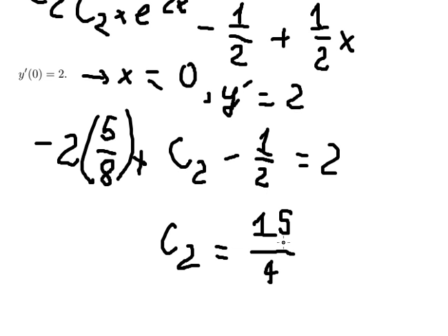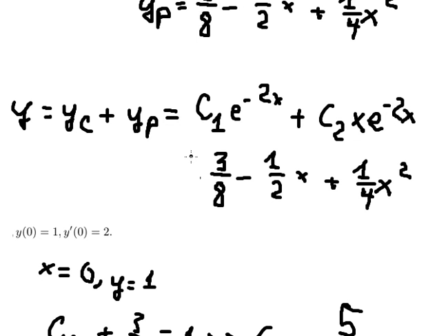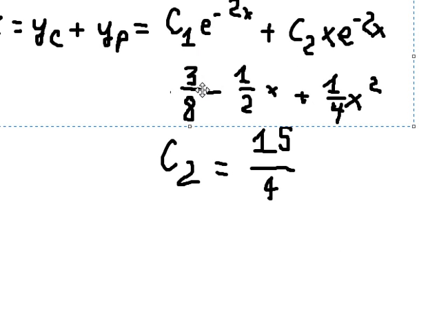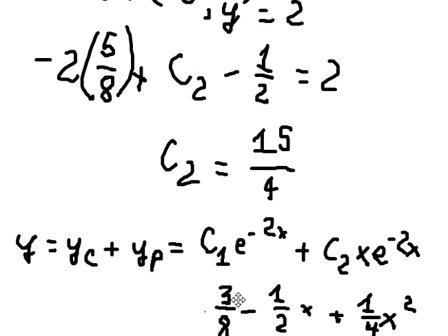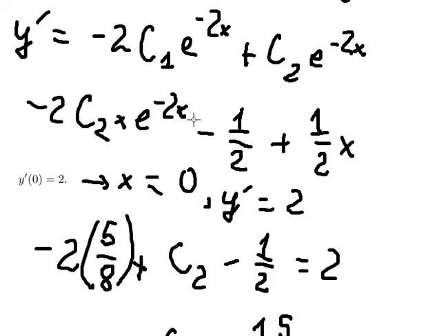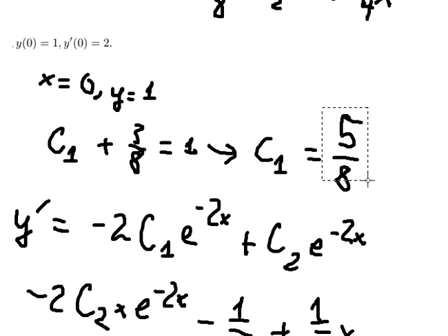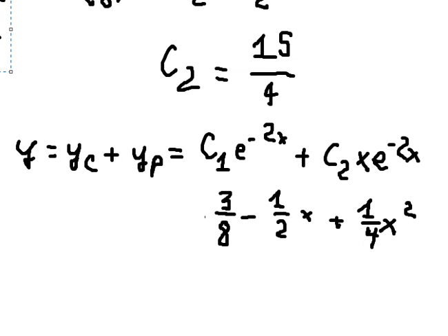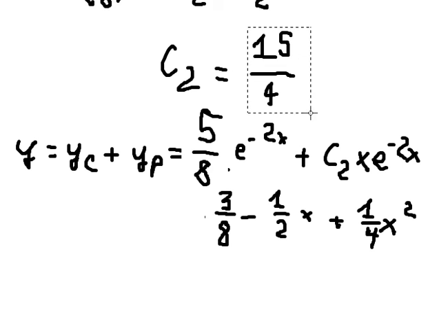So after we have C number 1 and C number 2, we go back to this one. So I will put C number 1, that is about 5 over 8. And C number 2, 15 over 4.